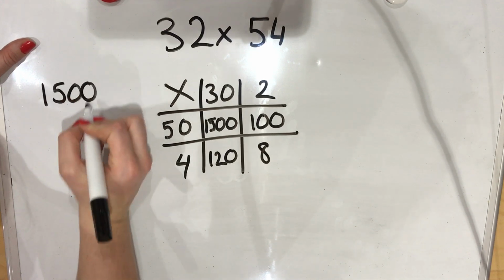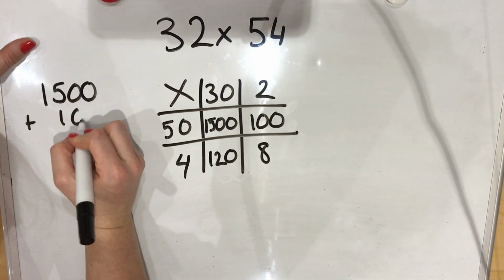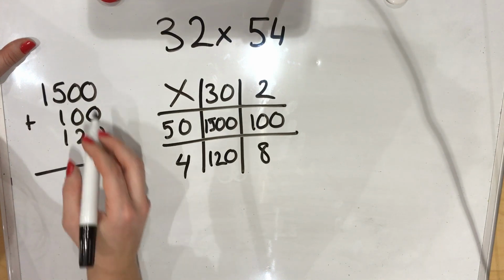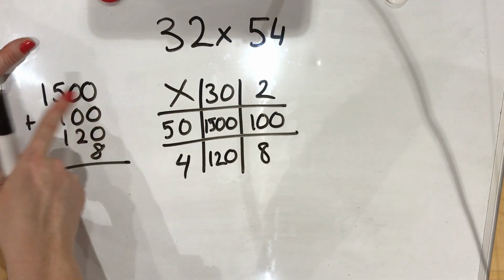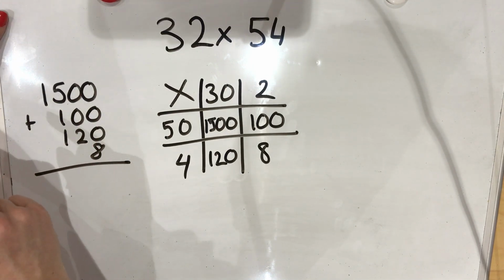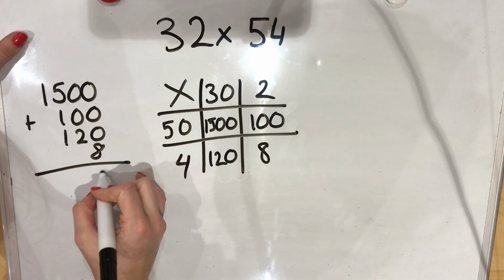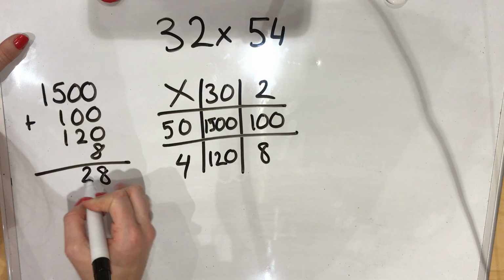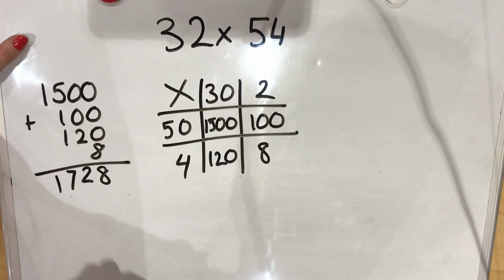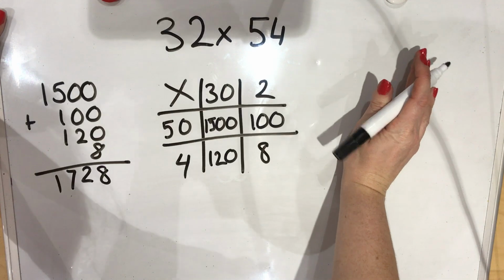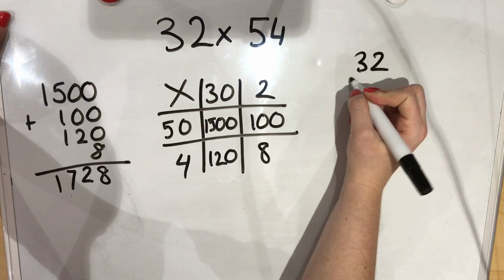And then I can do 1,500 plus 100 plus 120 plus 8. It doesn't matter which order you put these in because of the commutative rule. You can have them in any order for addition. And we've got 8, 2, 7, so 1,728. And I'm just going to check that with my formal multiplication.